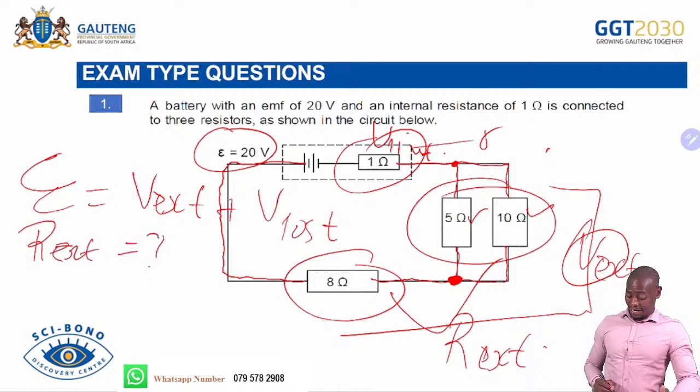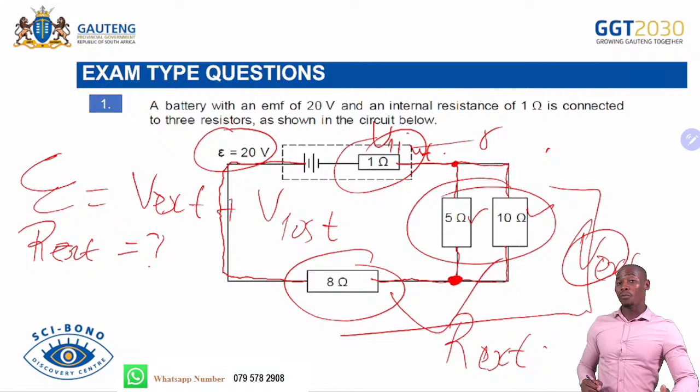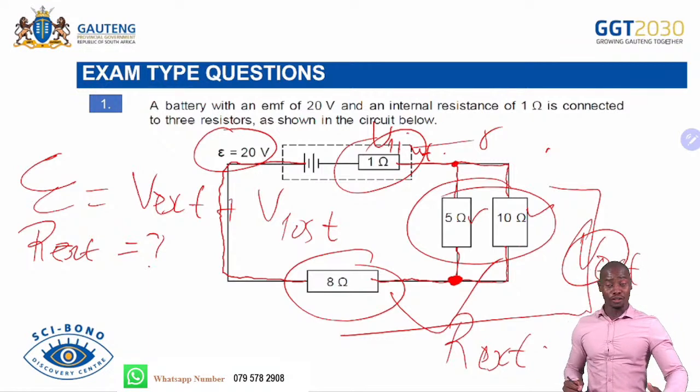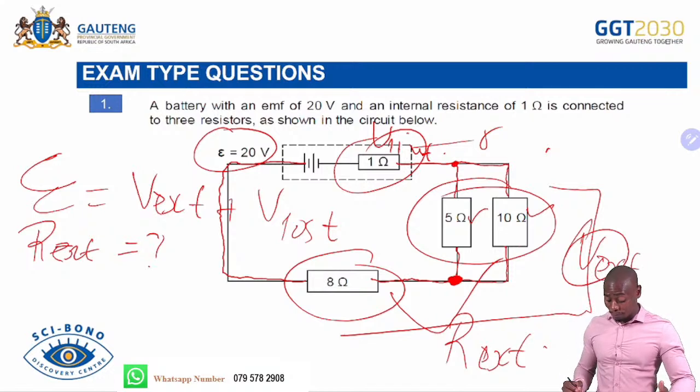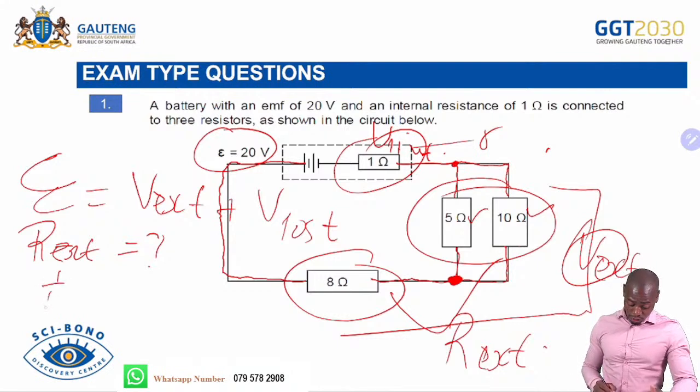We want the external. So for the external, the resistance in the external circuit is your 5 ohm, your 10 ohm, your 8 ohm. Your 8 ohm is in series. Your 5 ohm and your 10 ohm, they're connected in parallel. So start with parallel connection. So it's 1 over Rp equals 1 over R1 plus 1 over R2.